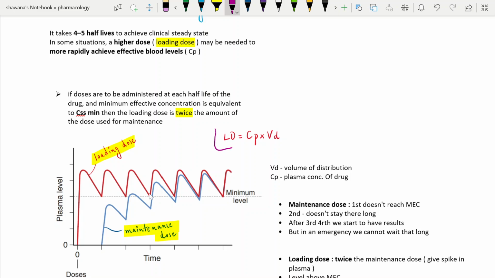What is the formula for the loading dose? It is the concentration of the drug in the plasma and the volume of distribution. It's just the formula, you need to remember that. If the doses are to be administered at each half-life and the minimum effective concentration is CSS minimum, then the loading dose is twice the amount of the dose used for maintenance.